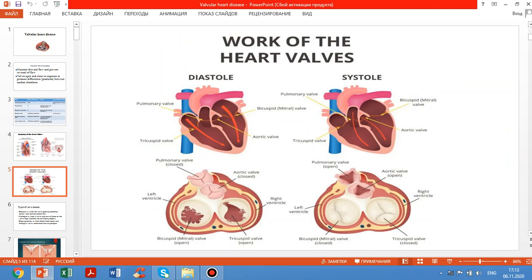Work of the heart valves during the diastole and during the systole. During the diastole, the bicuspid and tricuspid valves are opening, and the pulmonary valve and aortic valve are closing. During the systole, the bicuspid valve and tricuspid valve are closed, and the pulmonary valve and aortic valve are opening.